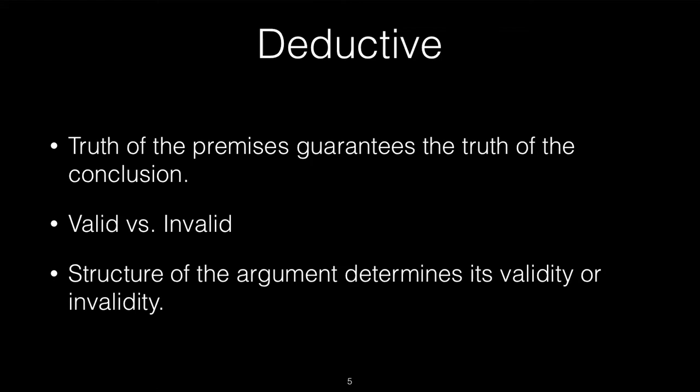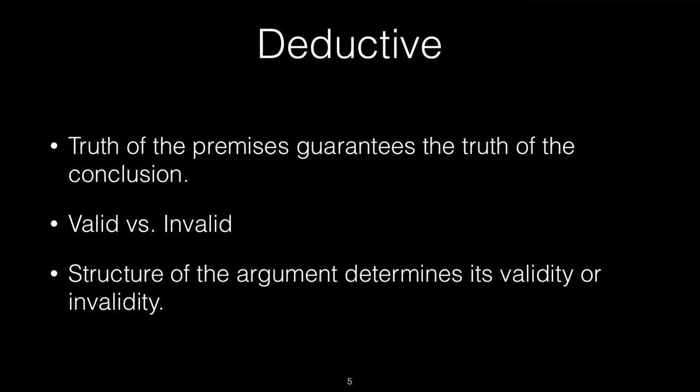The first type of argument is the deductive argument. A deductive argument is one in which the truth of the premises guarantees the truth of the conclusion. In other words, if the premises are true, a valid deductive argument guarantees that the conclusion follows with 100% certainty. It's actually the structure of the argument that determines validity. So if these premises are true, then this conclusion will be true as well, is a valid deductive argument. Another way of saying it is that a valid argument is one in which it's impossible for the premises to be true and the conclusion false.